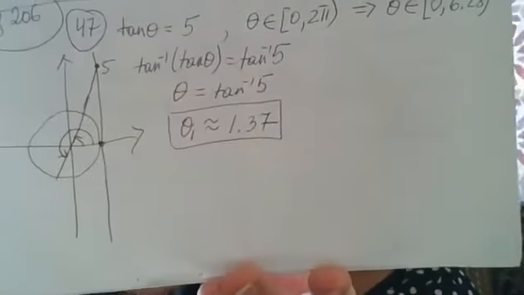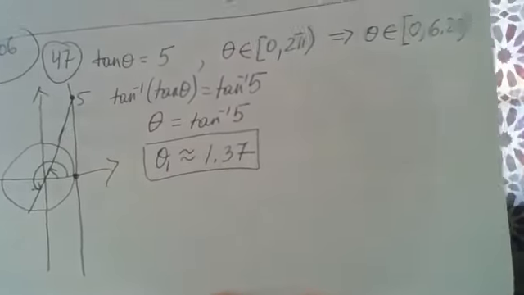Please enter this into your calculator. Arctangent, so it will be the second button and the tangent button. Enter 5, close parenthesis and push enter. And it will be approximately 1.37. What, to 2 decimal places? Yes, this is your first answer. This is your first angle, approximately 1.37.